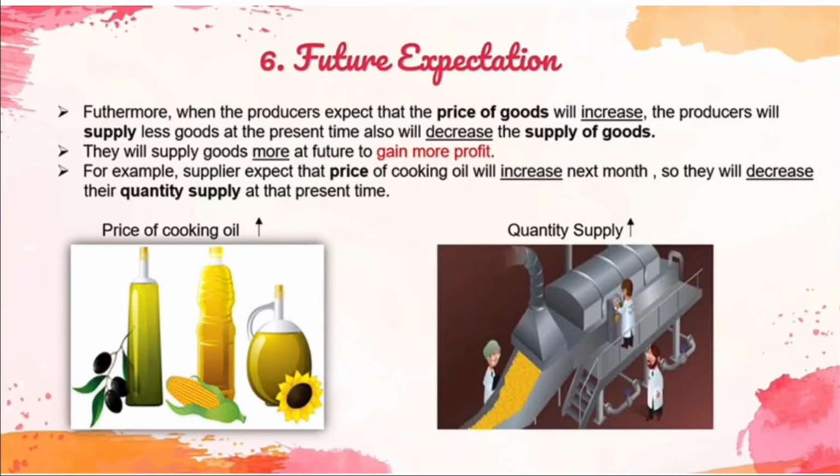So the last factor affecting supply is future expectation. This is because when producers expect the price of goods will increase in the future, producers will supply fewer goods at the present time, because they want to supply more goods in the future to gain more profit. For example, when suppliers expect the price of cooking oil will be increasing next week, they will decrease the quantity supplied at the present time to gain more profit.